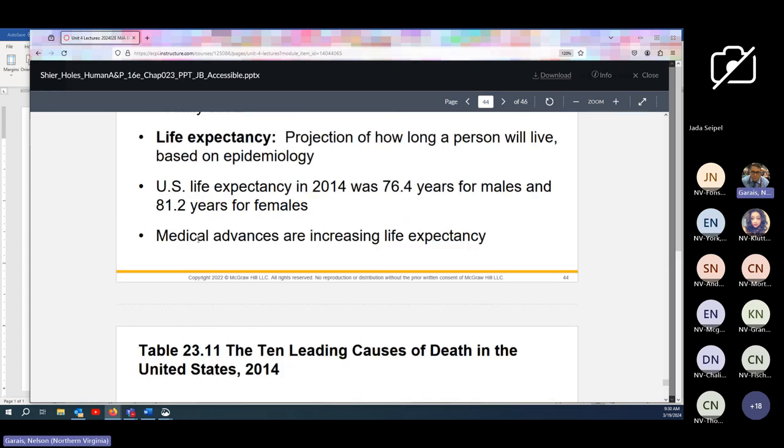Medical advances, the more advanced medical stuff, the more expensive it is.